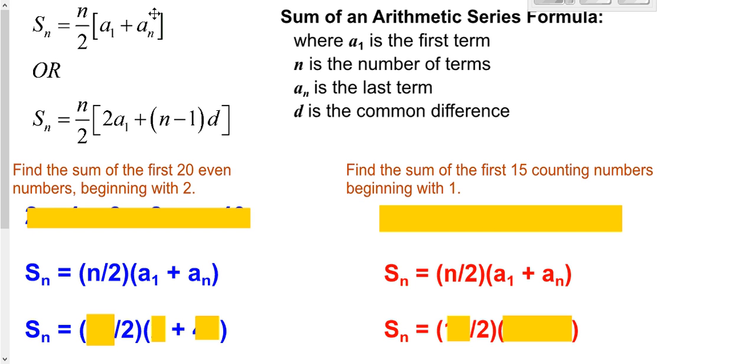Now, if you would take your A sub n, and plug in your arithmetic sequence formula right here for A sub n, you would end up getting the bottom one.